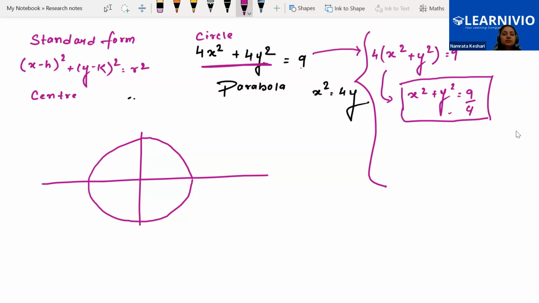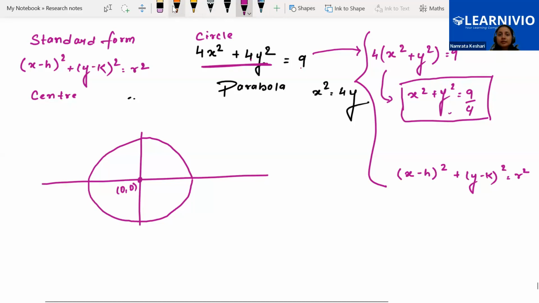If we compare this equation with the standard form of the equation of a circle, that is x minus h whole square plus y minus k whole square is equal to r square, where h, k is the center and r is the radius. h, k are 0, so x minus 0, y minus 0. And r square is 9 by 4, so r is 9 by 4.